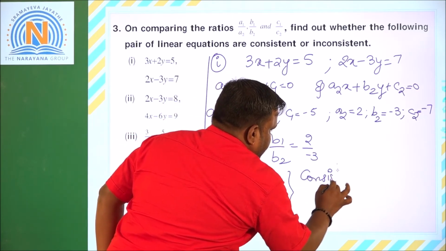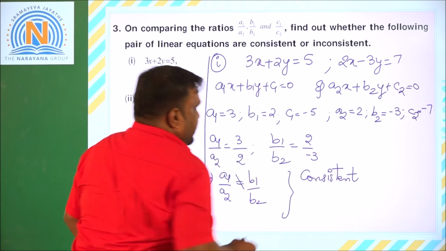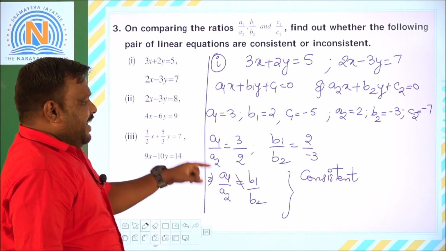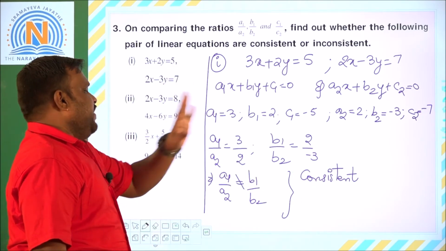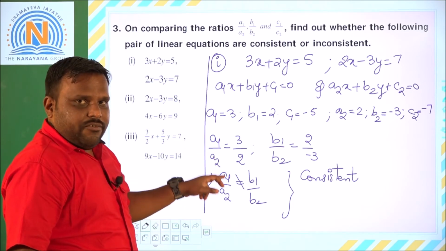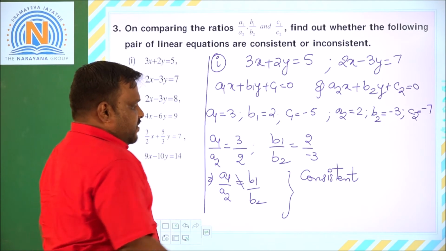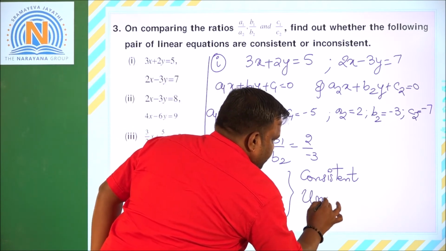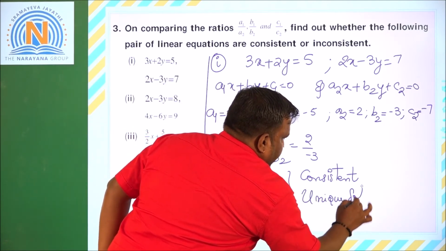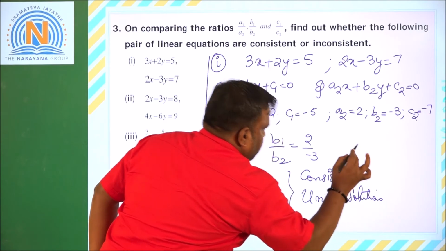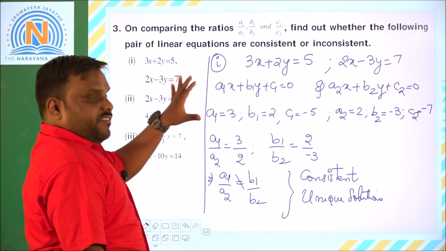In consistency also we have two parts again: unique solution and infinite number of solutions. But if you observe here, a1 by a2 is not equal to b1 by b2. So therefore the pair of equations will have a unique solution. So this is how we got it for the first case.